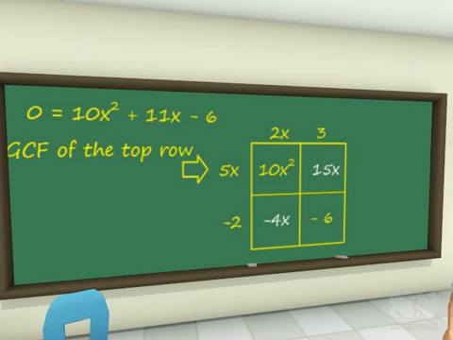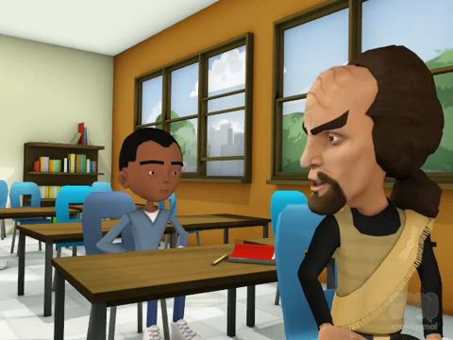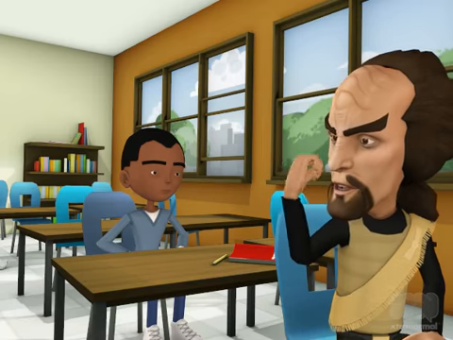We check to see if the constant terms on the outside multiply to -6. They do. -2 times 3 is -6. The factors of the quadratic are the binomials written on the outside of the square. So in this case, it's 5x minus 2 from the left side and 2x plus 3 from the top. So if we are just factoring, we are done.